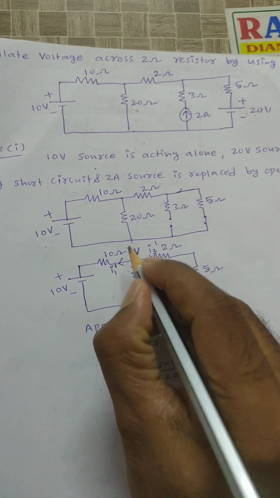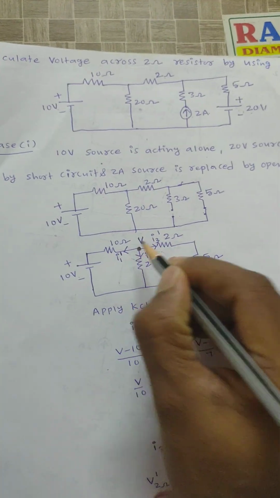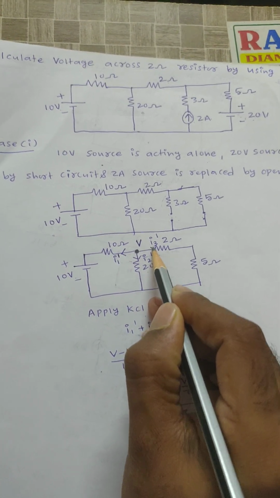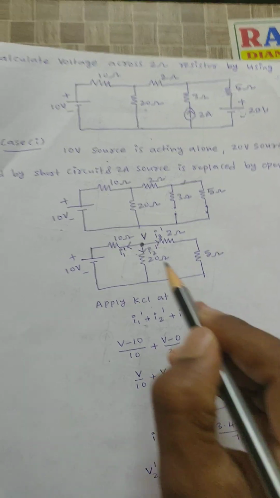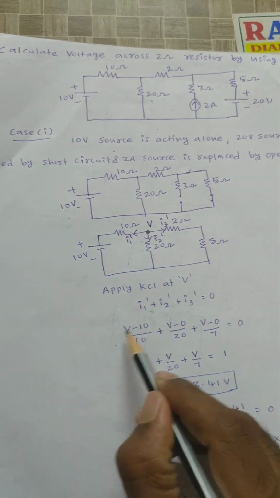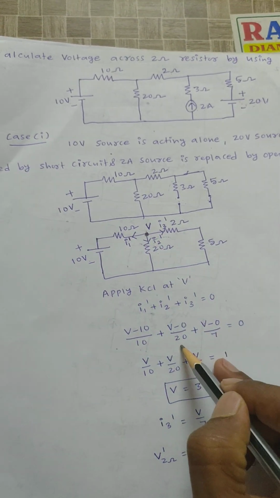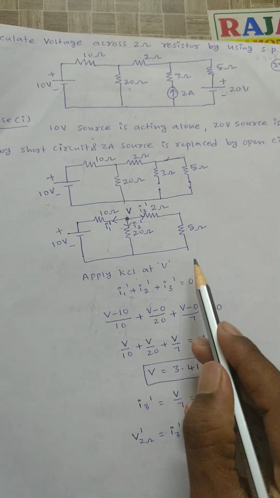After that, at this junction V, apply KCL. All are outgoing currents based upon my assumptions. I1 dash plus I2 dash plus I3 dash is equal to 0, right? I1 dash is equal to (V minus 10) by 10, I2 dash is equal to (V minus 0) by 20, I3 dash is equal to (V minus 0) by 7, right?